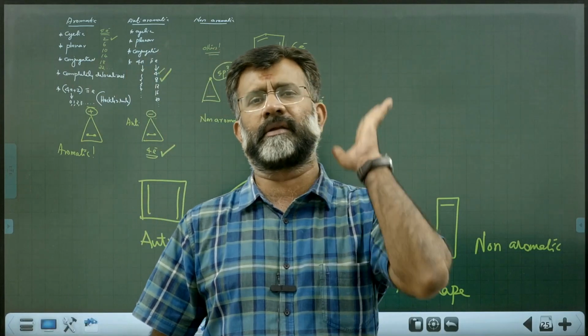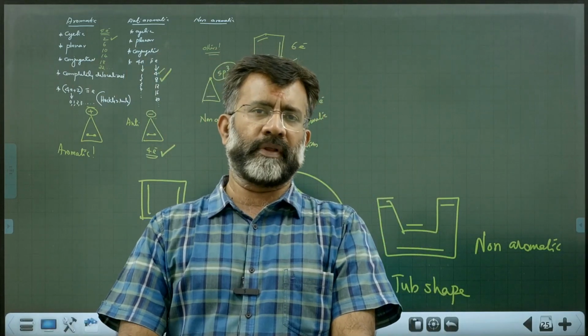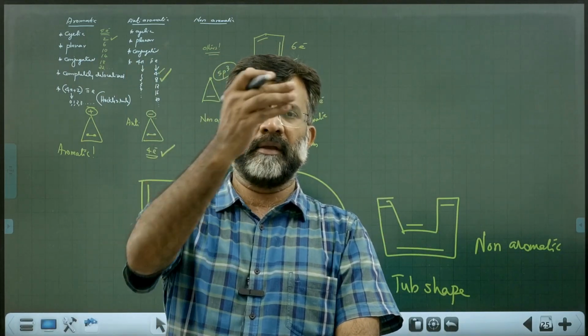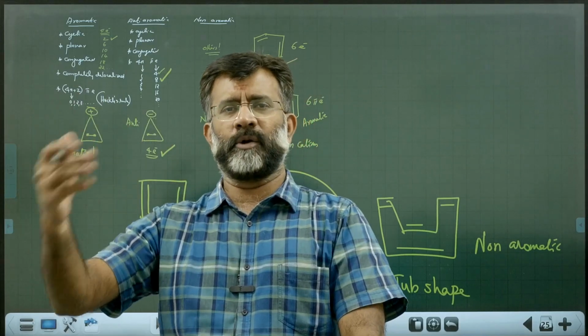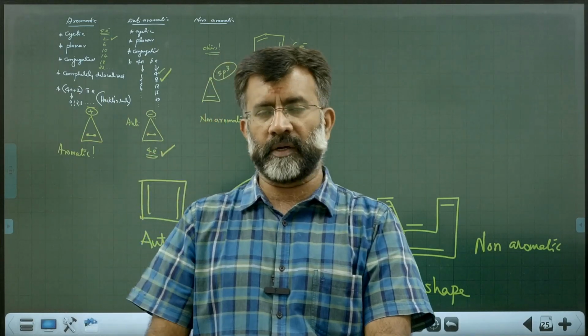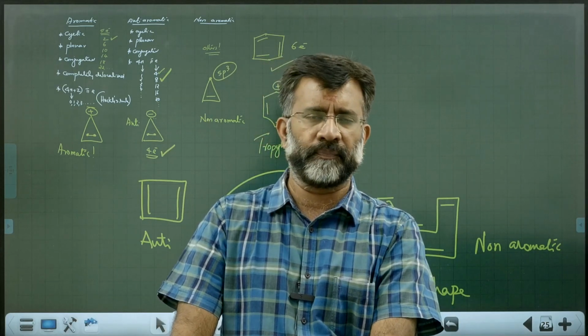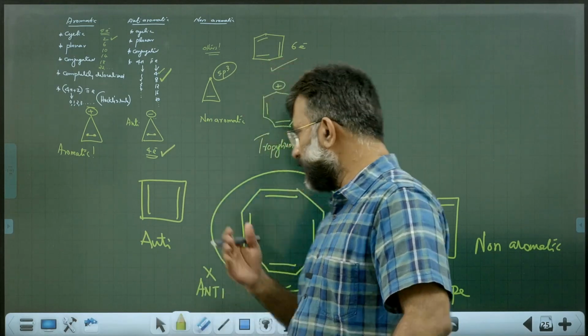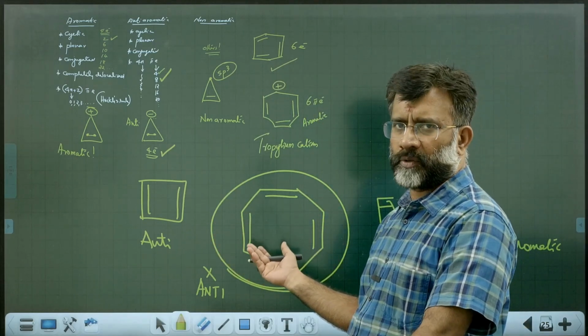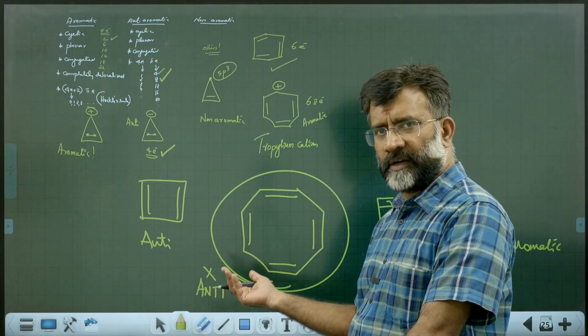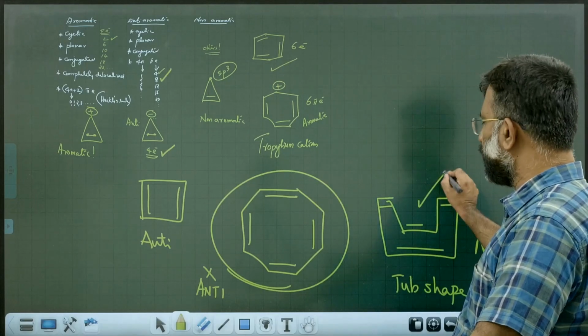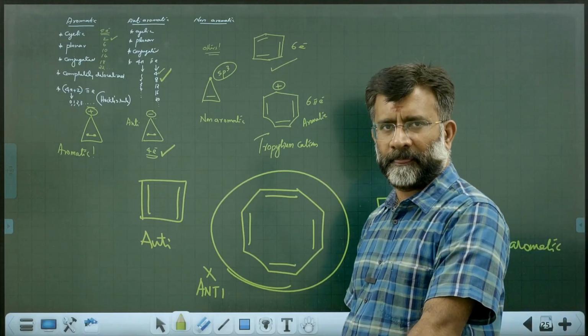Anti-aromatics are highly reactive. The order of reactivity is generally anti-aromatic, non-aromatic, aromatic. Generally, anti-aromatics are highly reactive and least stable. But we don't find that character suited for this molecule. When we investigate, we find that it has a different, non-planar geometry.